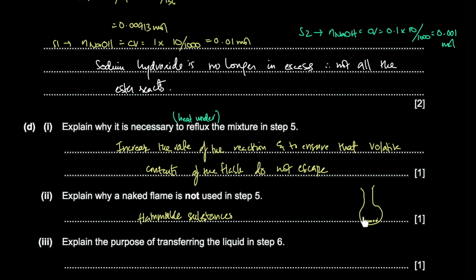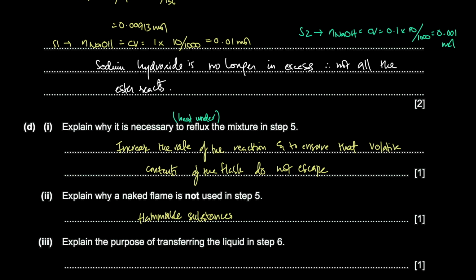The reason we use anti-bumping granules is to ensure uniform heating. Anti-bumping granules are used to ensure uniform heating and also to ensure that we don't have very large bubbles being produced, which could result in liquid spilling over or boiling over, and that would be dangerous. So we want to ensure uniform heating and make sure that we don't have large bubbles. That's why we use anti-bumping granules.